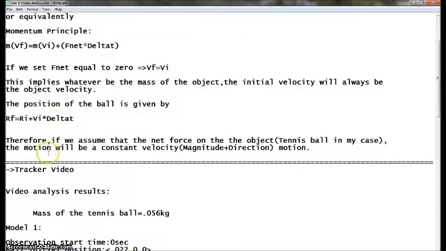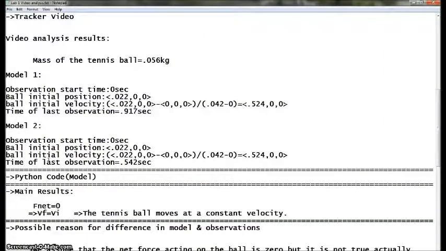For the first video, the start time is 0 seconds, where the ball is at 0.022 meters and has initial velocity equal to 0.524 meters per second in the negative x direction, and the time of last observation is 0.917 seconds. For the second video, the start time is 0 seconds, the ball is at 0.022 meters and the initial velocity is 0.524 meters per second in the negative x direction. The time of last observation is 0.542 seconds.